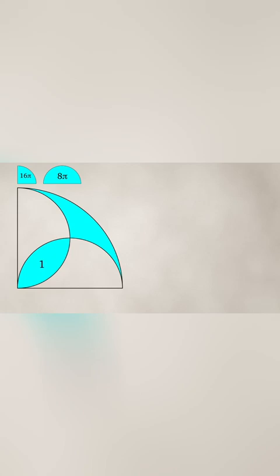1. The lens-shaped overlap where both semicircles meet. 2. The part inside the left semicircle. 3. The part inside the bottom semicircle. And 4. The crescent in the top right corner, inside the quarter circle but outside both semicircles. So our total blue area is the lens overlap plus the outer crescent.